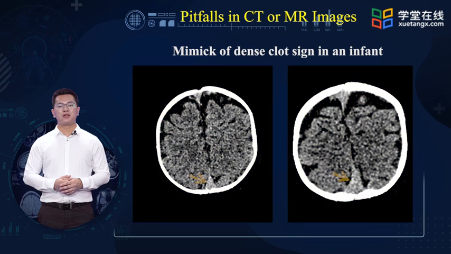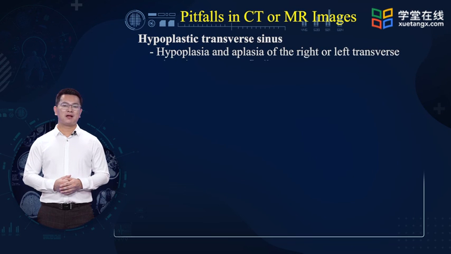In infants, the brain is usually less dense than in older children and adults. This results in the blood in the sagittal sinus looking brighter compared to the brain, which simulates a dense clot sign. Hypoplasia and aplasia of the right or left transverse sinus is a common finding.